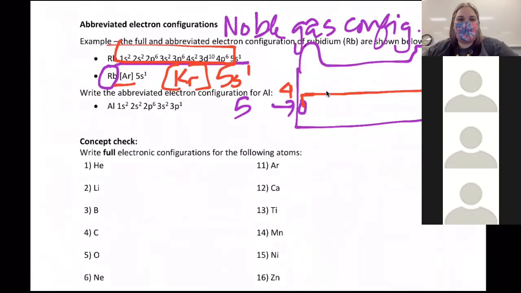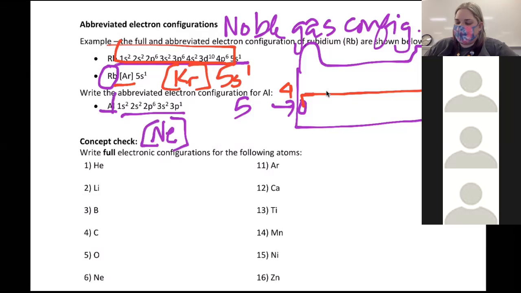Okay, so it's 5s1. They want us to do the abbreviated one here for aluminum. And aluminum, here's the full configuration, goes all the way to 3p1. So what I would have to do is, on a periodic table, find aluminum. It's in the 3rd period, the 3rd row. So the row above it is row 2, and the noble gas at the end of that row is neon. So I would put [Ne] in brackets.